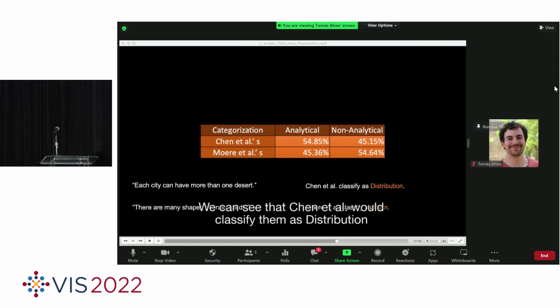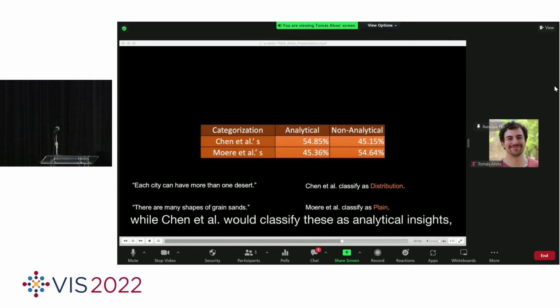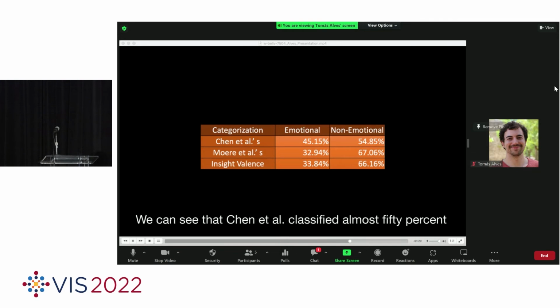We can see that Chen et al. would classify them as distribution, and Moer et al. would classify as plane. This difference in classification means that while Chen et al. would classify this as an analytical insight, Moer et al. would classify them as non-analytical insights. Further, if we want to compare whether there's any emotional content on the insight reporting, we can see that Chen et al.